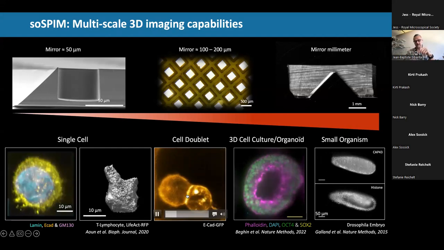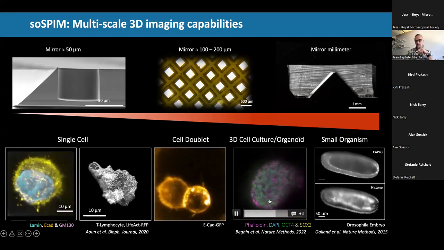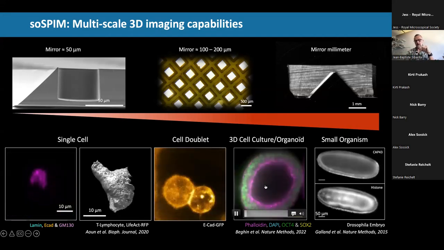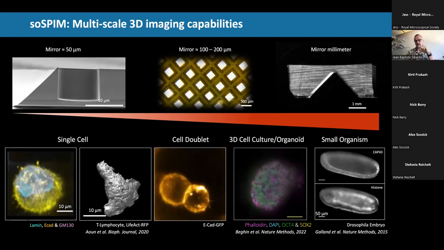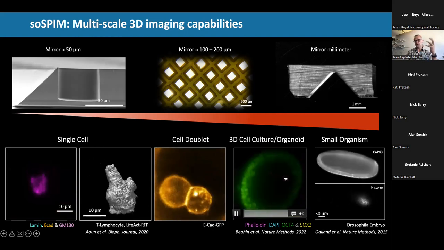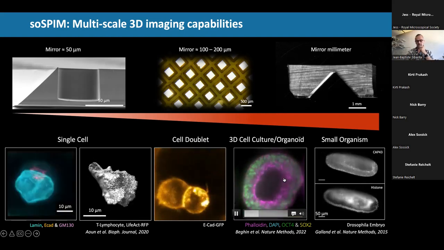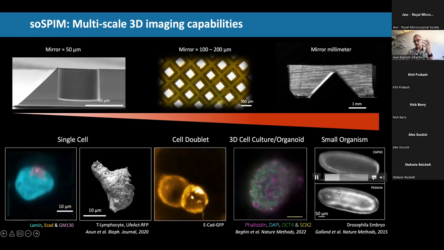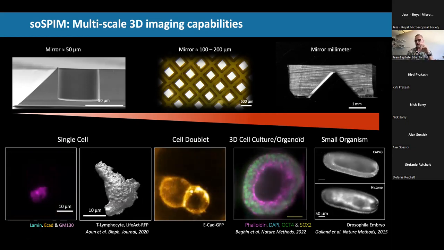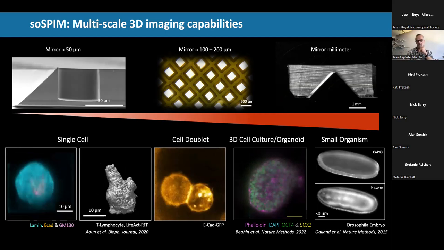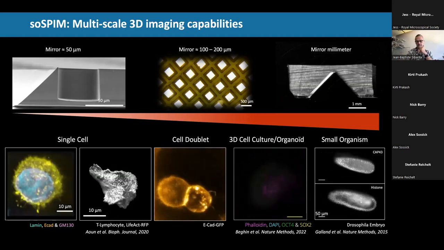We can look at small cell aggregates, but also, as I introduced before, this new, at least in our hands, 3D cell culture, which is another perfect object for this technology. We can also image bigger organisms, even though I would not say that's the best application for our technology.